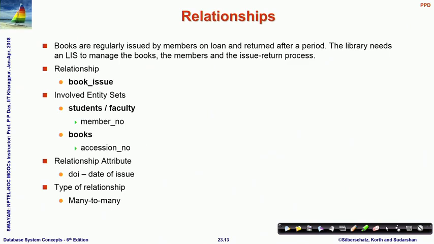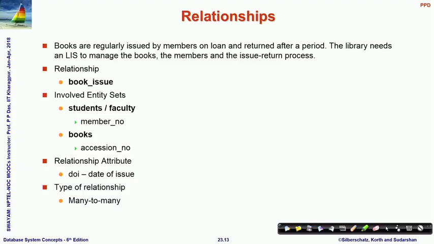You would recall that relationships often have their own attributes. Here we have one. The date of issue needs to be recorded, because we want to check conditions like whether the borrower has issued the book and for how many months he or she is keeping it. To check that, we need to know when the book was issued. This is an attribute which does not exist in any of the entity sets involved in this relationship, neither in students or faculty nor in books, but it is an attribute of the relationship which needs to be specified.